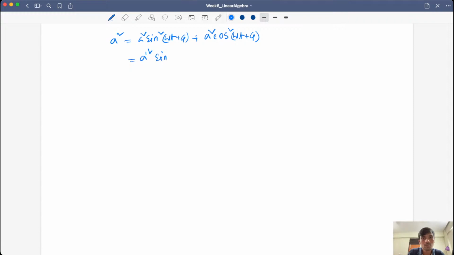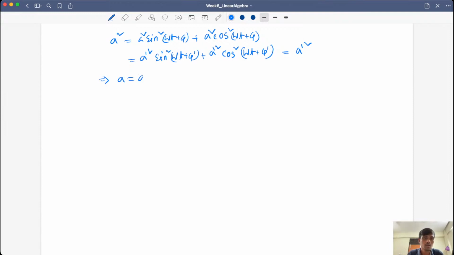sine square(omega t plus phi prime), and cos is the square root of 1 minus sine square. So ultimately we will get a prime square cos square(omega t plus phi prime). But again you use sine square theta plus cos square theta equal to 1, so this gives you a prime square. Now this implies that a equals plus or minus a prime, but as a and a prime are both positive, you have a equal to a prime.